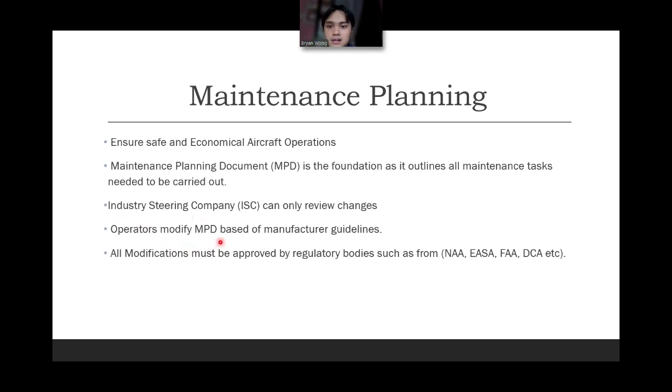Next, operators modify the MPD, the maintenance planning document, based on the manufacturer guidelines. All modifications must be approved by regulatory bodies such as NAA, EASA, FAA, DCA. These are our aviation authorities. All modifications carried out must be reviewed by NAA, EASA, and FAA. But for Malaysia, we have CAAM, Civil Aviation Authority Malaysia. So in Malaysia, CAAM will review all the modifications.